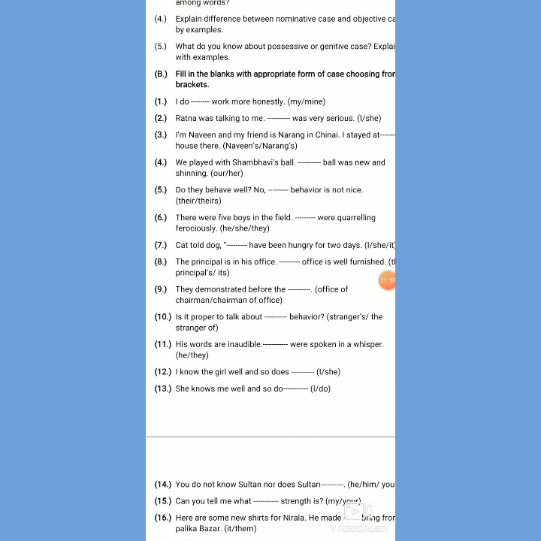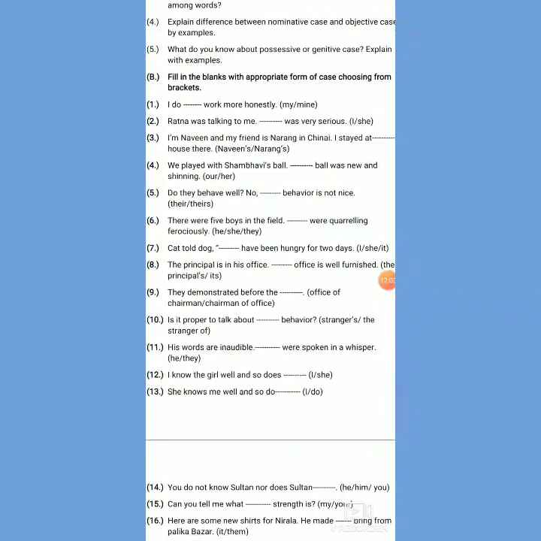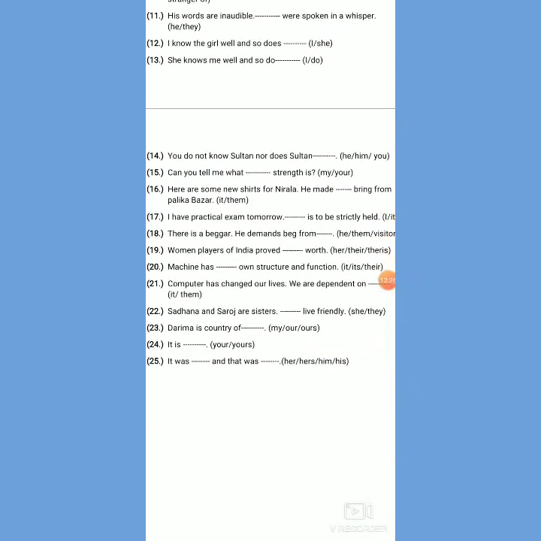Now we are also going to talk about the next one. I am Naveen and my friend is Narang in Chennai. I stayed at dash dash dash house there. So Narang's house there. Here there is the word that shows a certain kind of distance, and so on. So it is for Narang that we can talk like that, and if we follow the rest of the examples, we can appropriately deal with all questions.